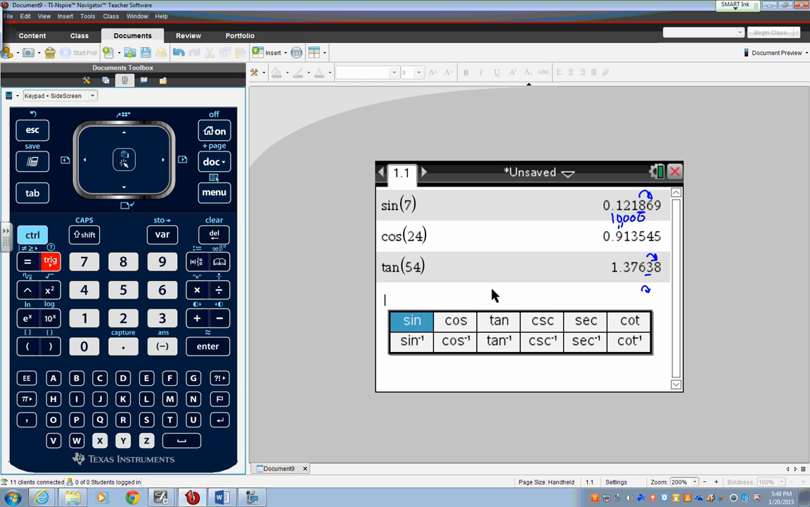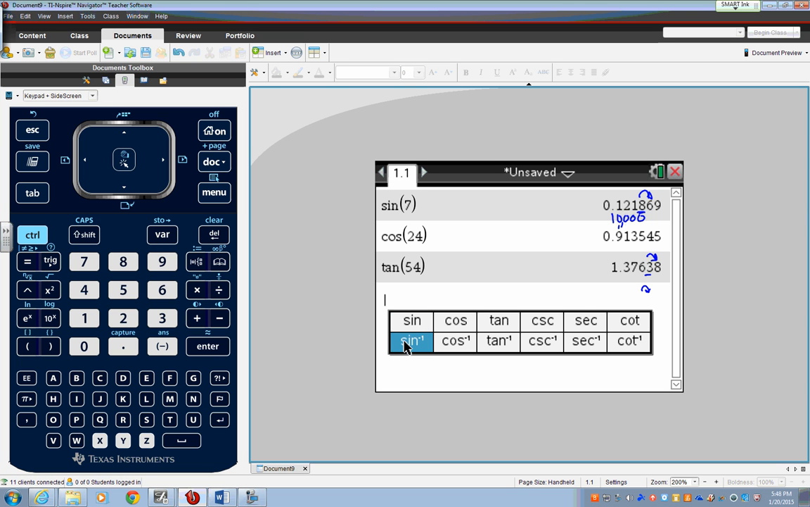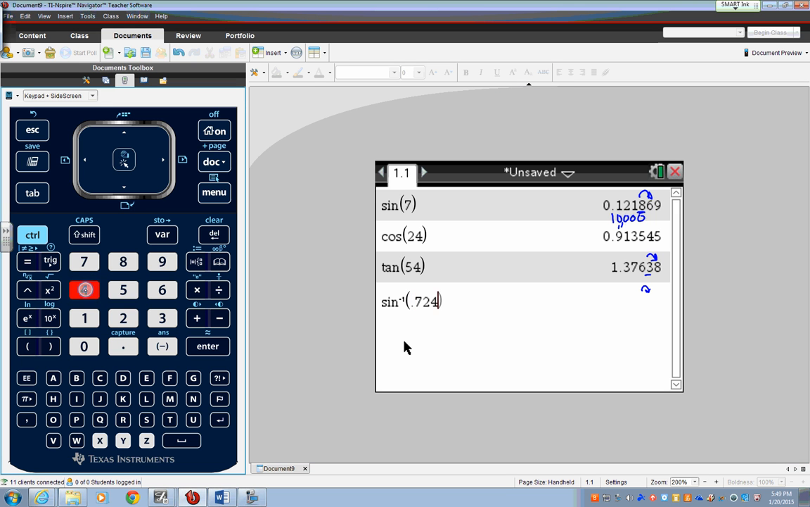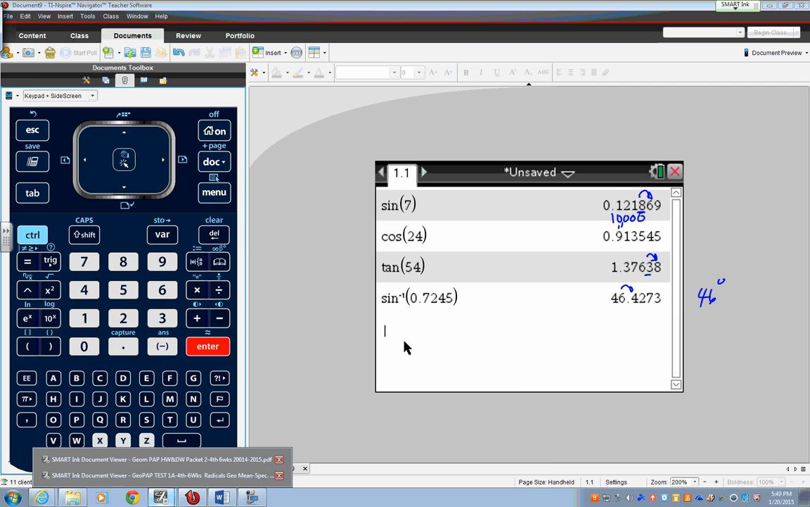So now when I go to my trig, go to the sine inverse, and now I'm going to put in the decimal, which was 0.7245. Now hit enter, and now I'm going to round to the nearest whole number. Whenever we're trying to find the measure of the angle, we're going to round to the nearest whole. So this is actually just going to be 46 degrees.